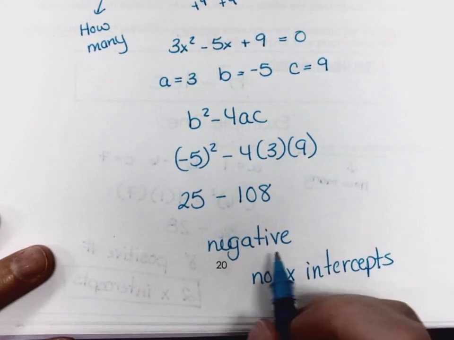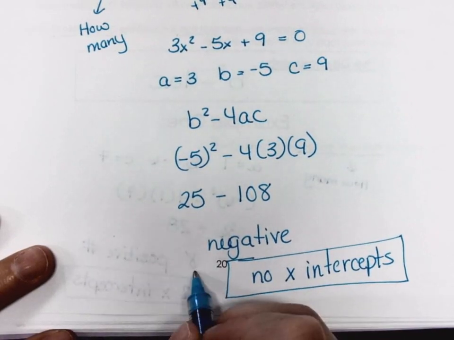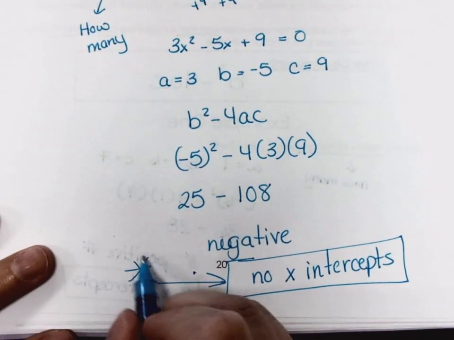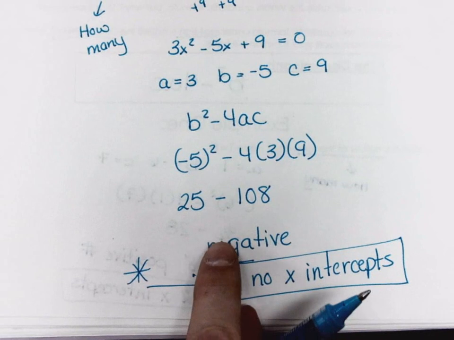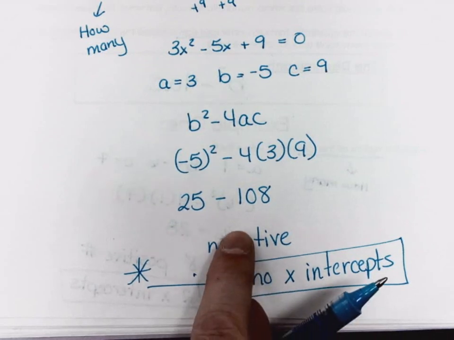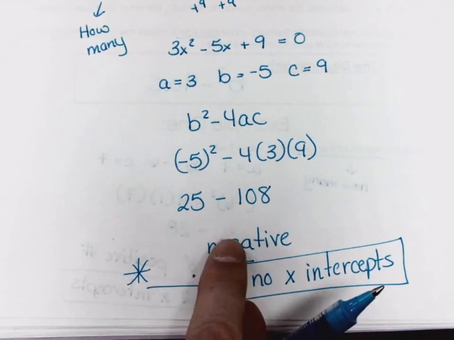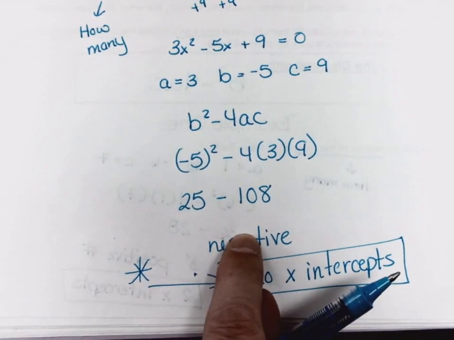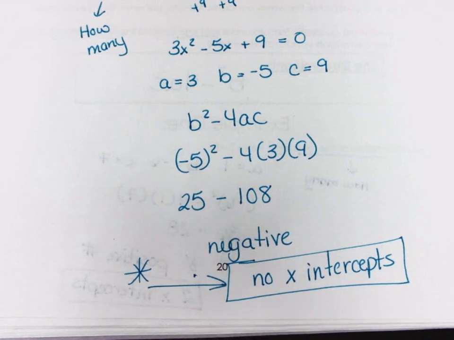Okay, so I got to stress to you that you need to have this. This is the answer. That's the important thing. It's okay to tell me that that's negative, figure out what the negative number is, but it's this. I need to know that you understand the connection that a negative number under the root sign means that we're going to have no x-intercepts.